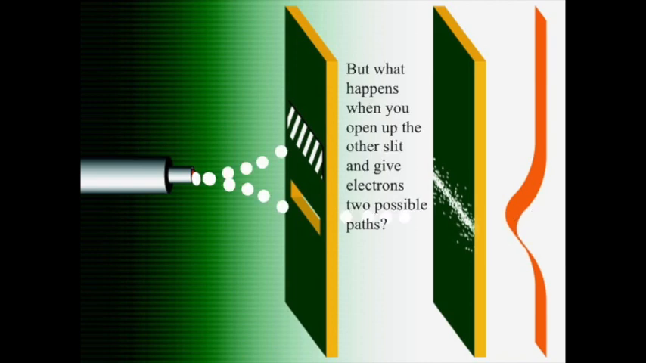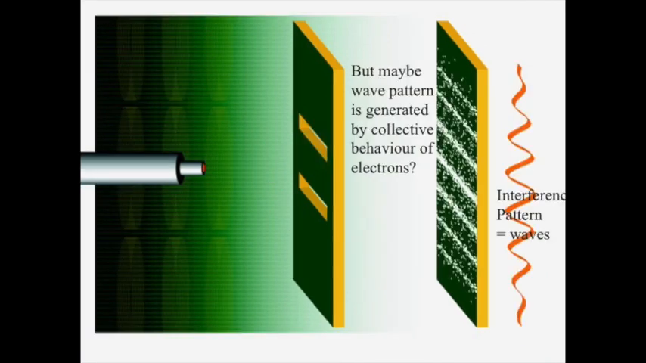But now we ask the question, what happens if we open up the other slit? And now when we do, we get an interference pattern. So although with one slit open, the electron looks like it's behaving like a particle, with two slits, you get an interference pattern indicating the electron is behaving like a wave. Okay?